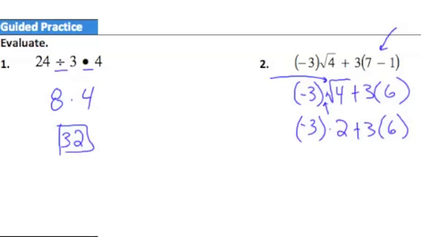So now I go to multiplication and division. I have 2 multiplications. So negative 3 times 2 is negative 6. And then 3 times 6 is positive 18. And the last step, negative 6 plus 18, is going to give me a positive 12.